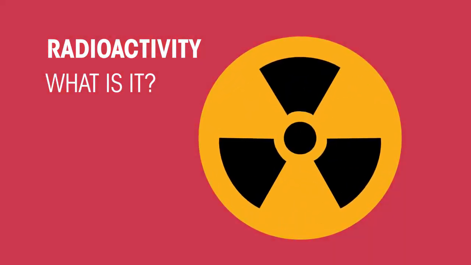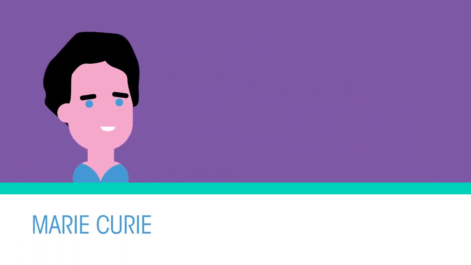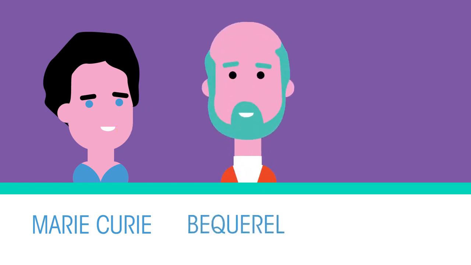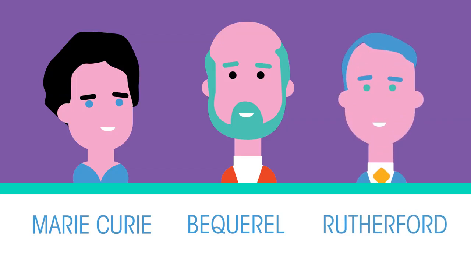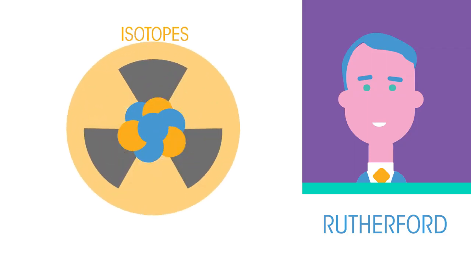Radioactivity. What is it? And should we be worried? It was Marie Curie who first used the word radioactive to describe a phenomenon discovered by Becquerel in 1896. It would be Rutherford who would investigate this further. It was found that many elements had isotopes that were naturally radioactive.